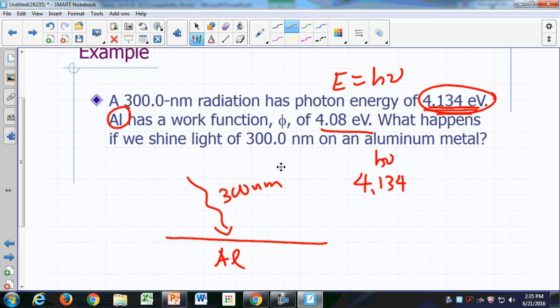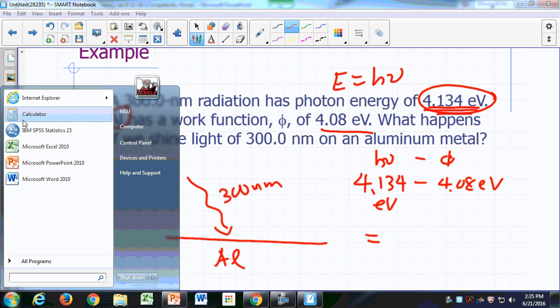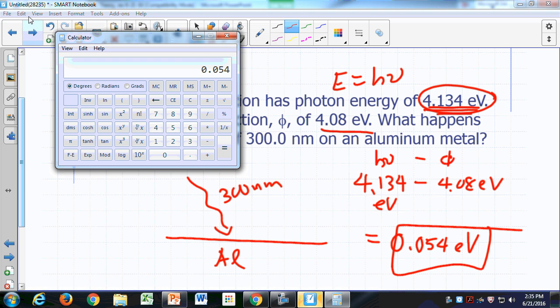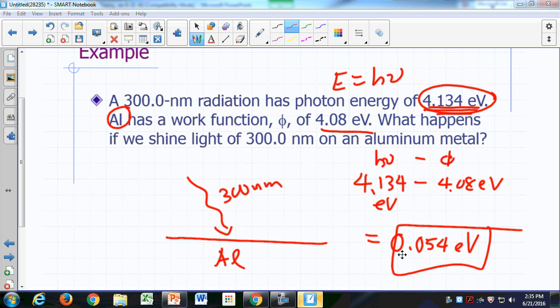So h nu, your photon energy, minus phi, the work function, 4.08 electron volts, gives you the kinetic energy of the photoelectron, which is going to be 4.134 minus 4.08, 0.054 electron volts. So this is going to be the kinetic energy of the electron that is ejected.